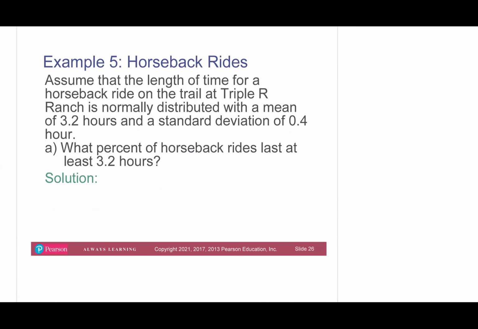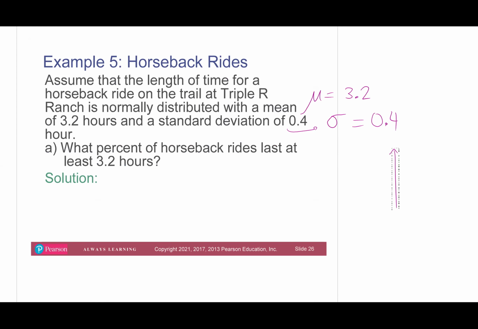Okay, maybe we'll actually think about this. Let's do an example here. Assume the lengths of time for a horseback ride on the trail at Triple R Ranch is normally distributed, and now I see the mean is 3.2 hours and the standard deviation is 0.4 hours. What percent of horseback rides last at least 3.2 hours?